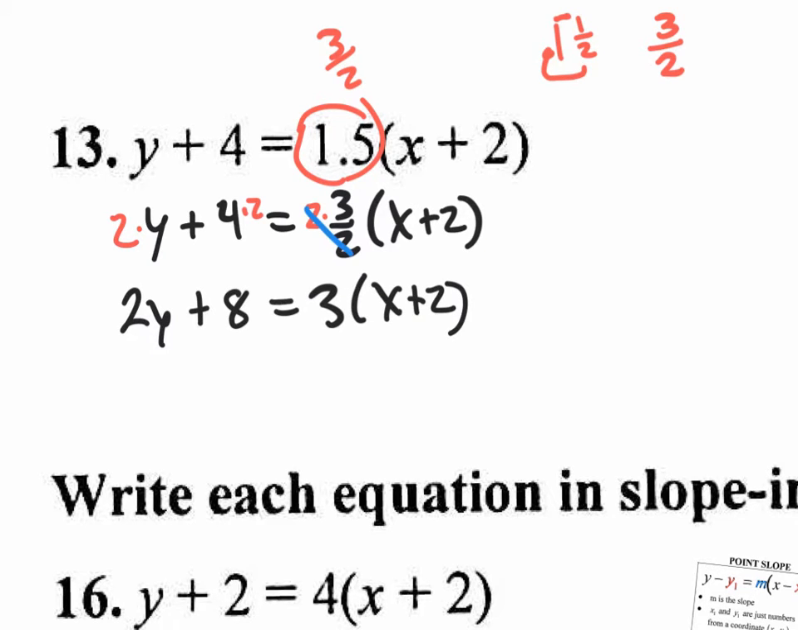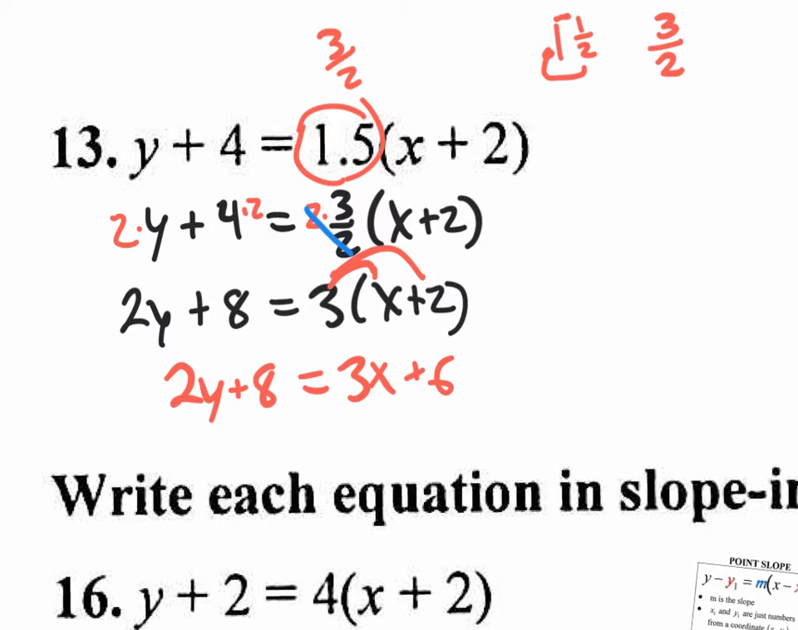So you see how we got rid of the decimal by changing it to a fraction and then multiplying everything by the denominator? Now let's get rid of the parentheses by distributing. So if I distribute that 3, it'll give me 3 times x, that's 3x. 3 times 2, that's 6. Bring down the equal sign, the 8 and the 2y with the plus sign in front of the 8. And now, again, standard form is having your x's and your y's on the left side of the equal sign and having your number over there on the right side.